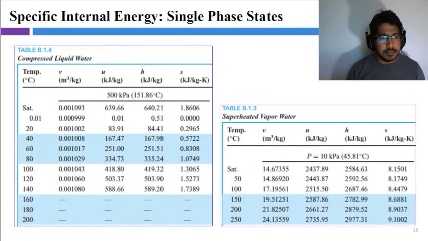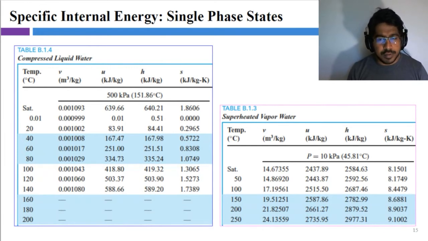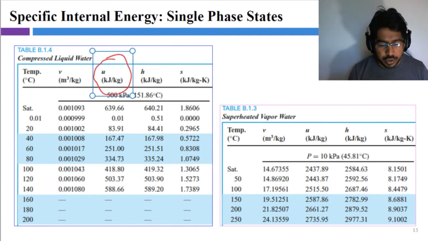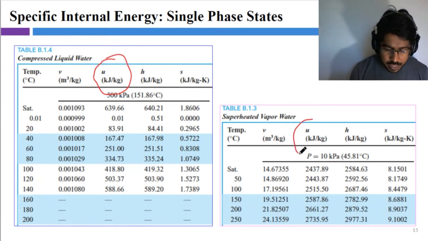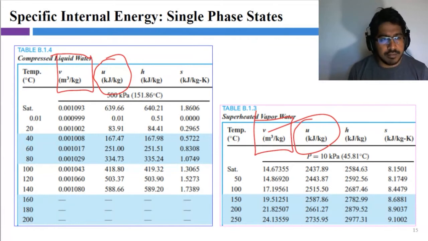So now you can see for single phase states, compressed liquid water and superheated vapor water, if you go to the same property tables that we use to find the specific volume, you will see this new friendly parameter now, because now we know it, right? So internal energy is everywhere now. We have our good old friend specific volume right beside it, and in addition to that we have internal energy, right? So there we can use the property tables to calculate the internal energy similar to what we did with specific volume.